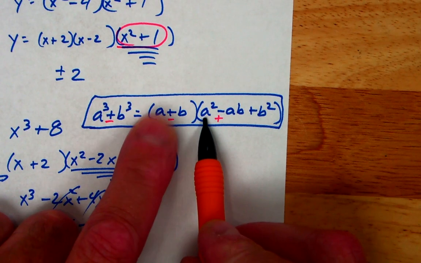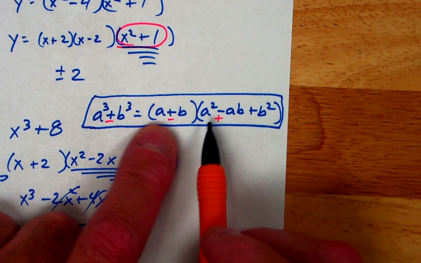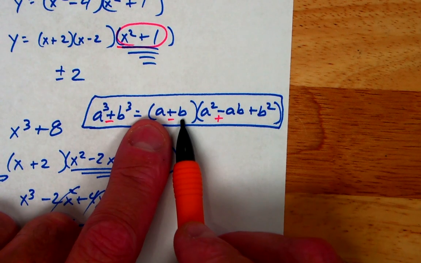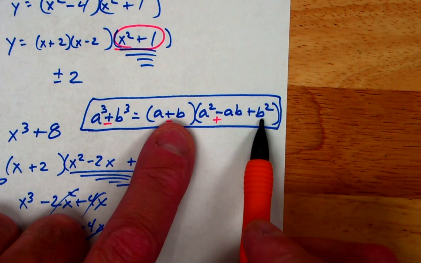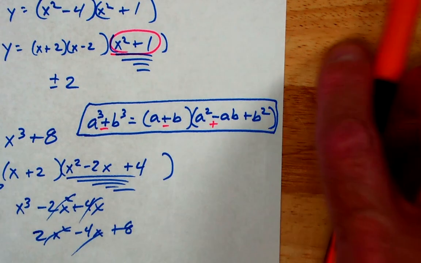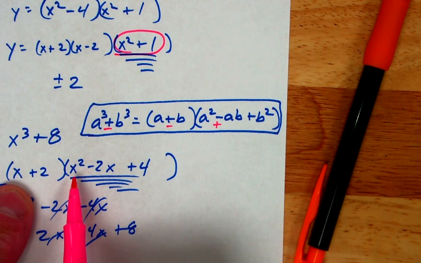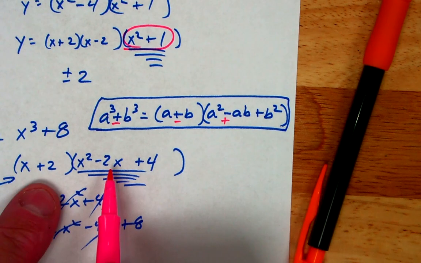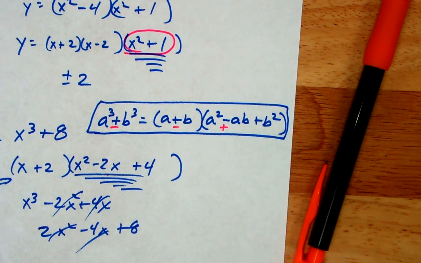Square it to get this. Square it to get this. Multiply the 2 to get your middle term. And get your sign right. And then square that. So it's square it, multiply the 2, square it. So come back here. Square it. Multiply the 2 with the opposite sign. And square it. There's your little pattern.